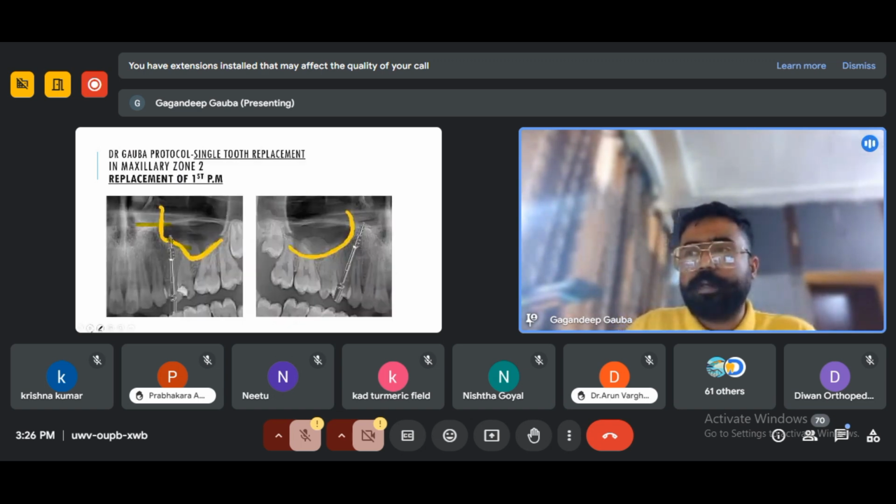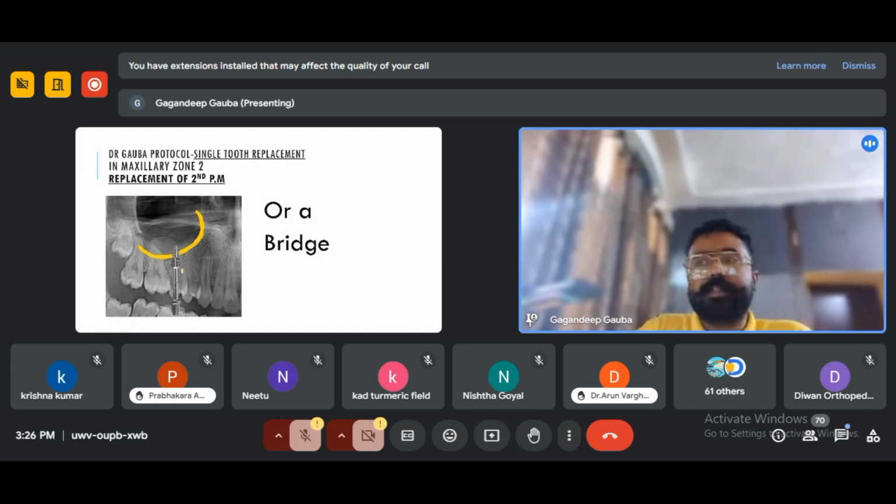We can see in the following slides, like in this case, if the vertical bone height is present, I can place the implant. If the vertical bone height is not present, the sinus is pneumatized, and I only have to replace a single tooth, go with a bridge. Bridge is a good option in these cases, right?